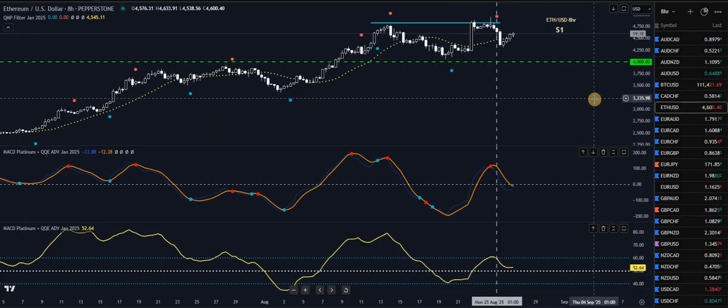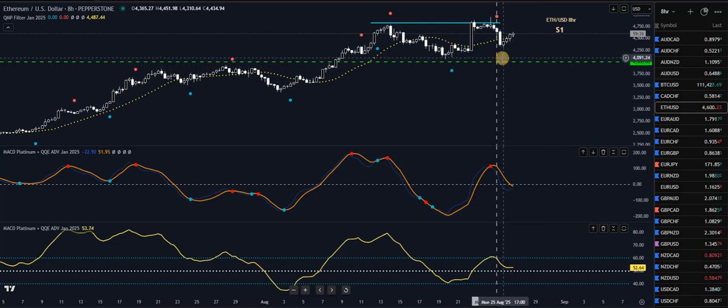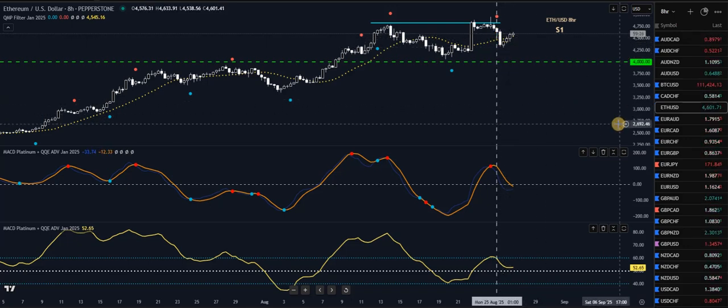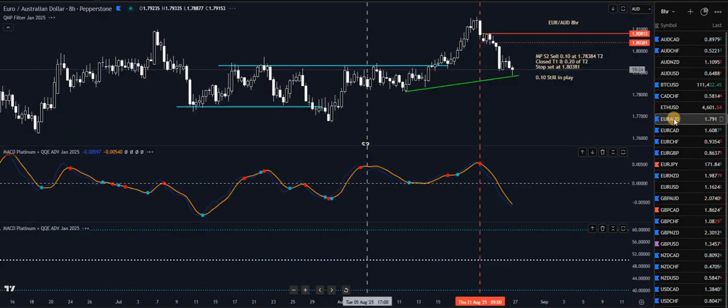Ethereum. No trades on at the moment. I've added to this list. There was a sell here. I'm a bit reluctant to take sell trades on the cryptos, especially on the 8-hour charts, so I'll just wait for buy setups. Nothing happening at the moment.